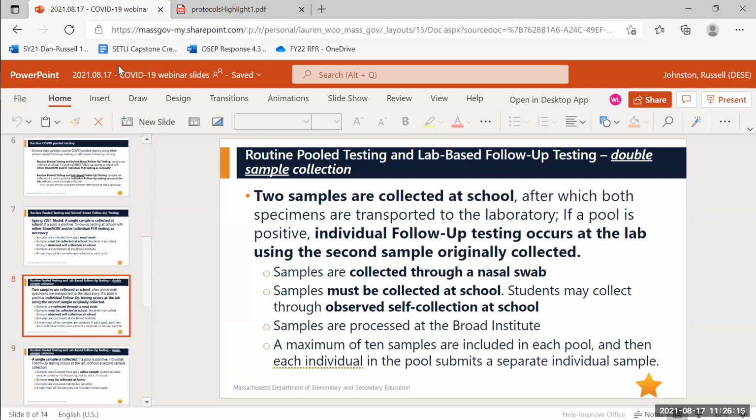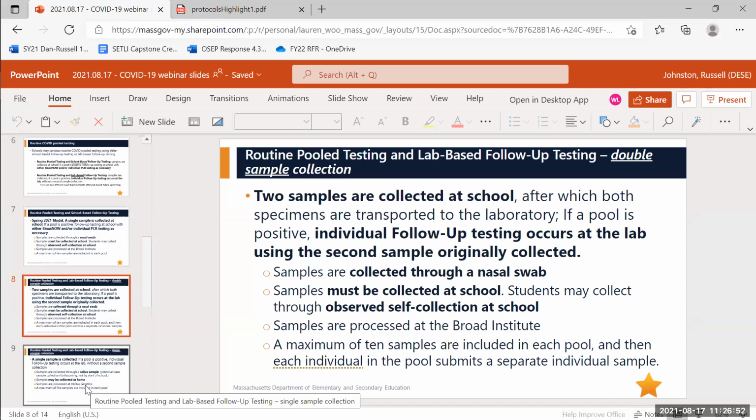One sample goes into the pool. The second sample is kept separate from the pool, and both are shipped off to the lab. So again, collected at the school, processed by Broad. But then what happens is if there's a pool that shows a positive result, then we go back and look at the individuals who were within that pool, pull those samples in and run them through a PCR test to figure out who that positive individual might be, or individuals. And again, that is going to cut down on the amount of in-school testing that's necessary.